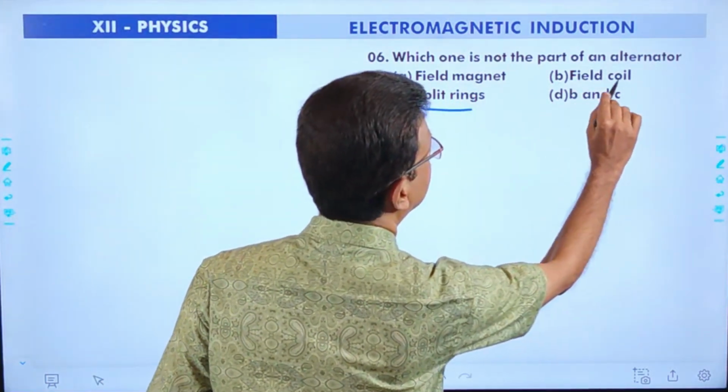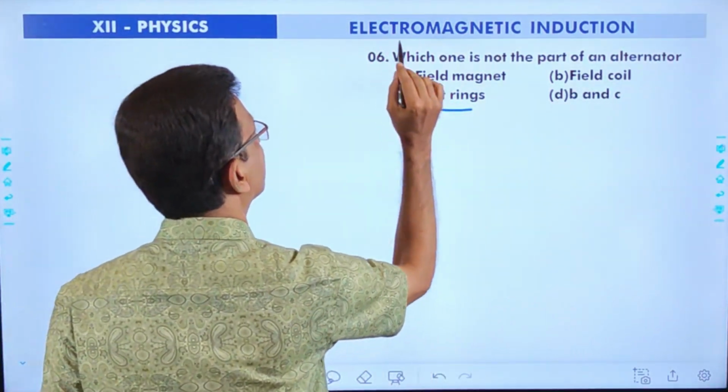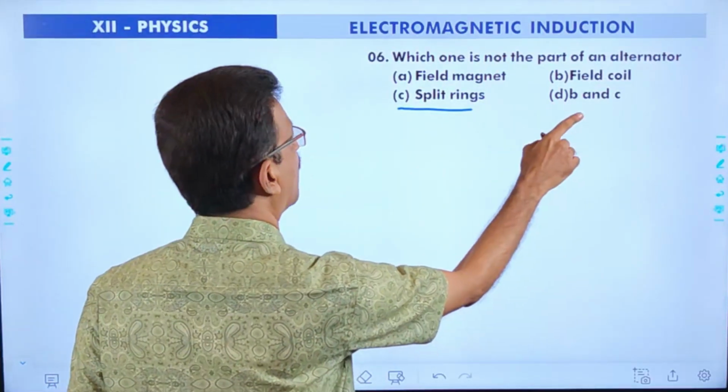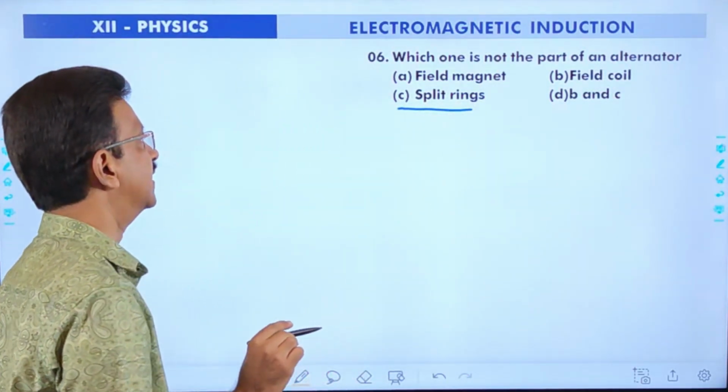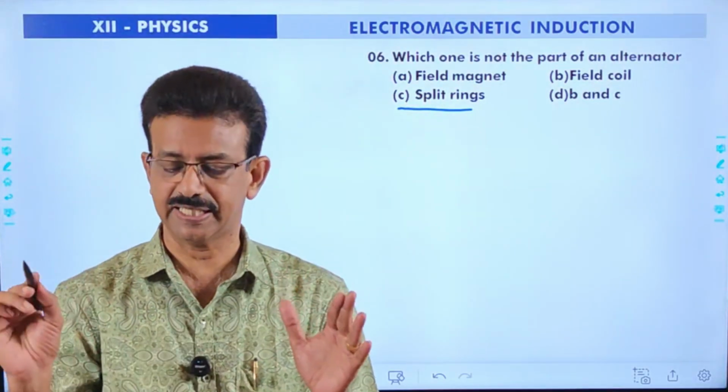Which one is not the part of an alternator? Field magnet is there, field coil is there, split rings, it is not the part of an AC generator. Therefore, the correct choice is C.